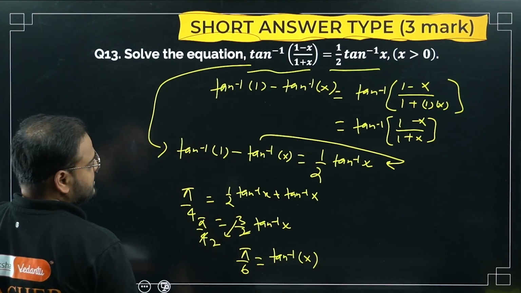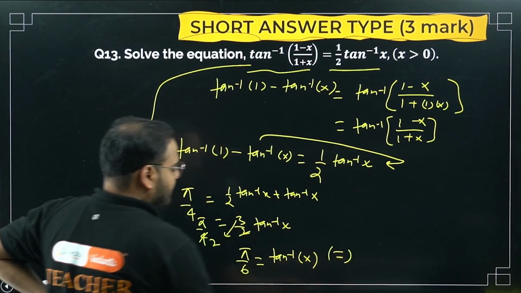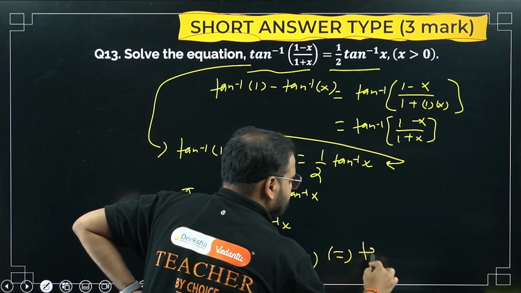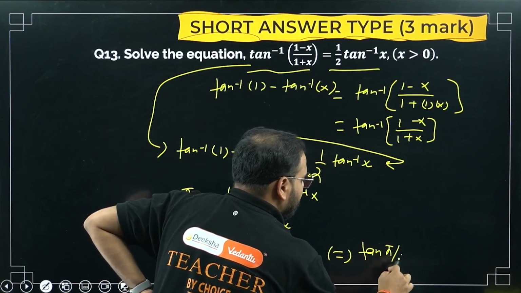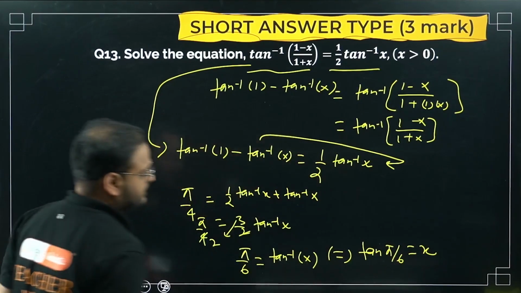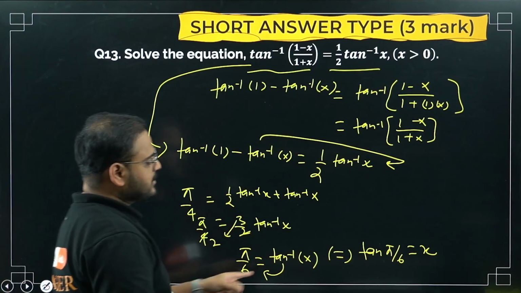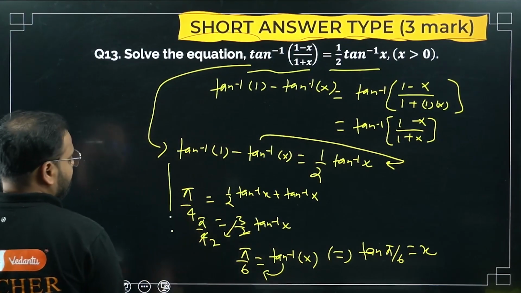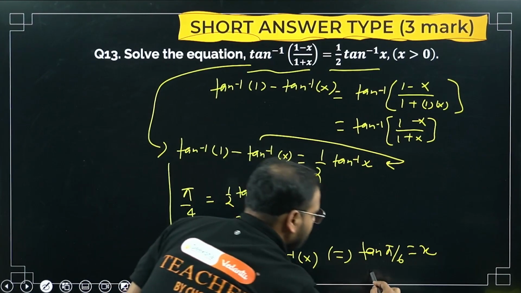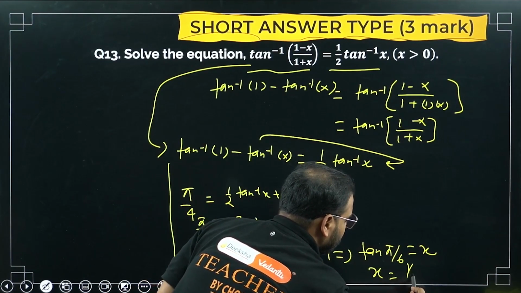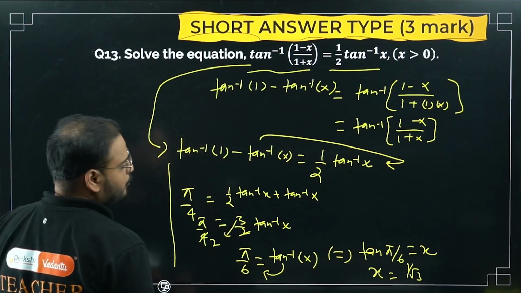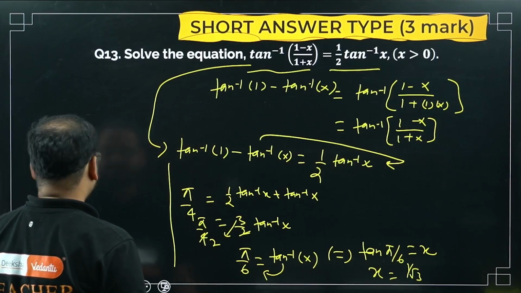Now take the tan on this side. It will result into tan pi by 6 equals to x. Tan pi by 6 equals to x. I'm taking this tan on this side. What is the answer? My final answer is, I can write from here only, x equals to 1 by root 3. X equals to 1 by root 3. I can write better.